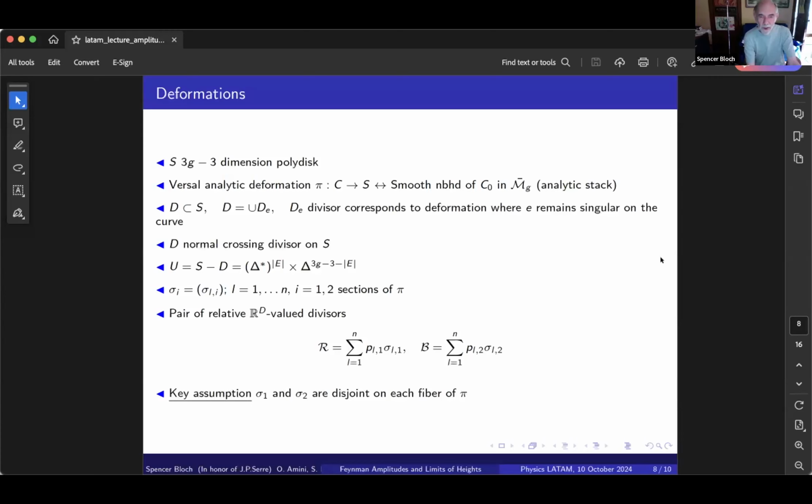So now we give ourselves a pair. Remember R is A. So A and B of relative RD valued divisors. So these are divisors with labels in RD. Divisors are finite sets of points on the curve.